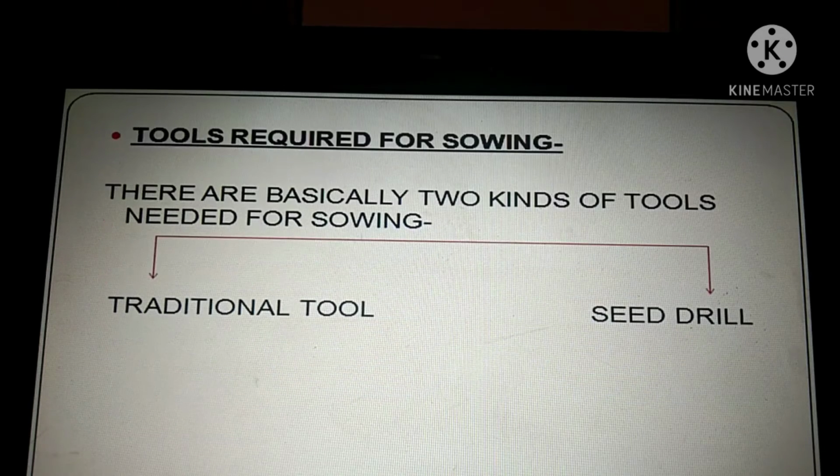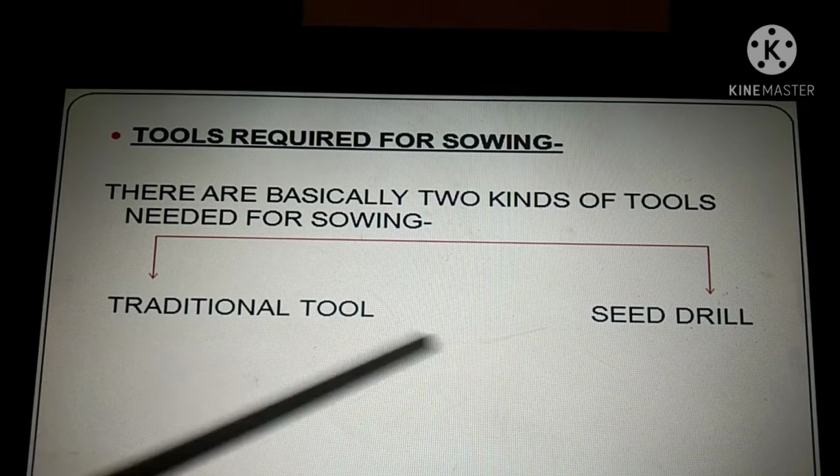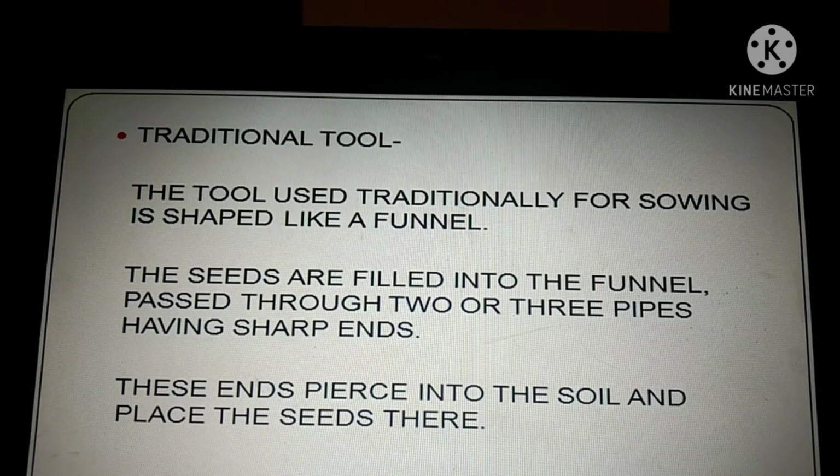Now let us come to the tools which are required for sowing. What are the tools or devices? In your textbook it is given, there are basically two kinds of tools needed for sowing. One is called the traditional tool. The second one is called the seed drill. Traditional tool means earlier it was used. Seed drill is used nowadays. Let us see them one by one. First we come to the traditional tool.